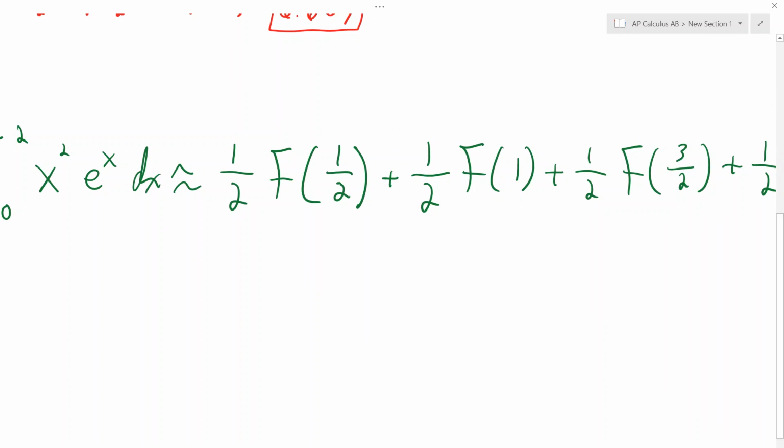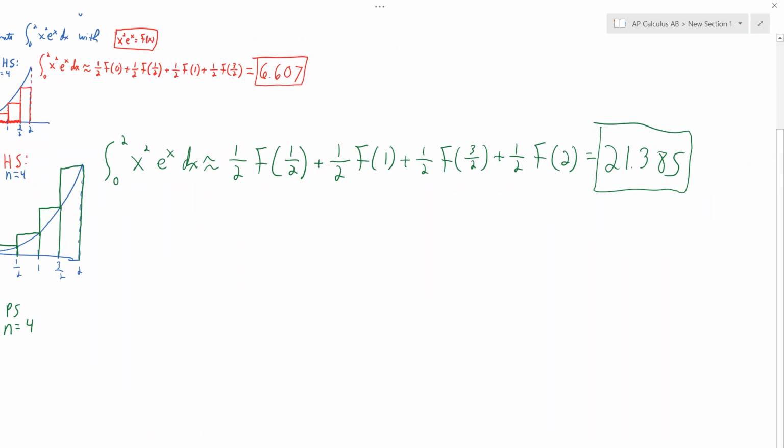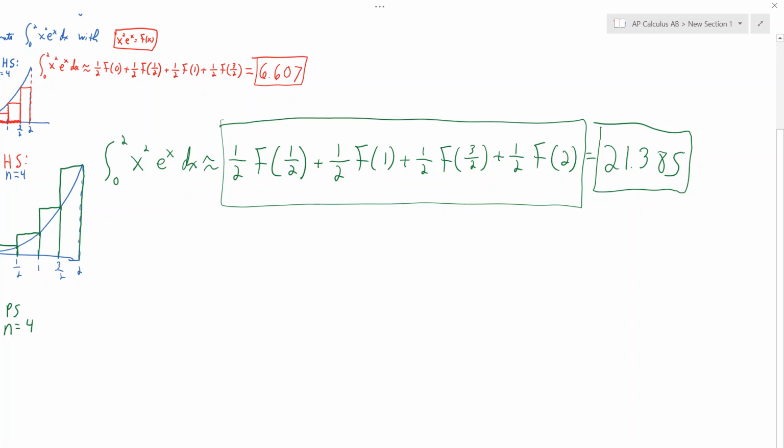What's nice about writing these out, by the way, is that regardless of what integral you're doing, what function's actually in there, that is the right Riemann sum for any function from 0 to 2 with 4 intervals. Like that's it. Just put a different function and you get a different answer, but same idea.